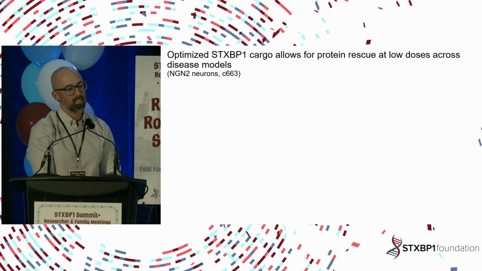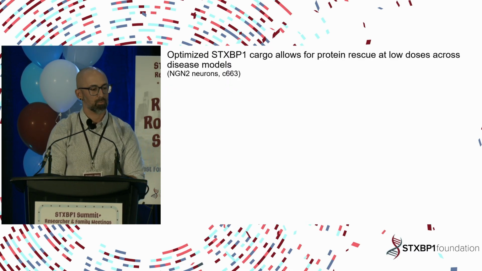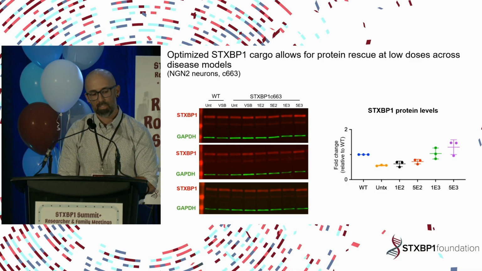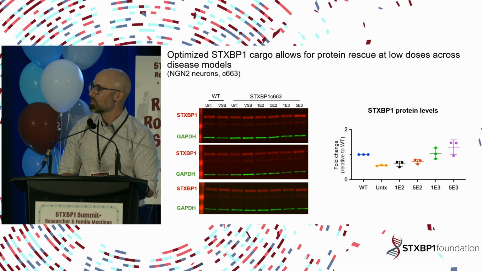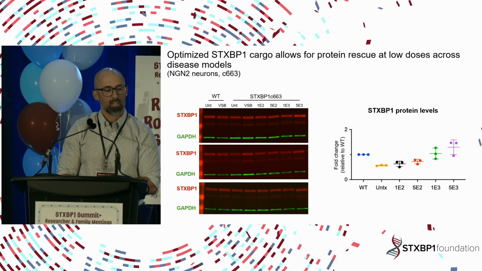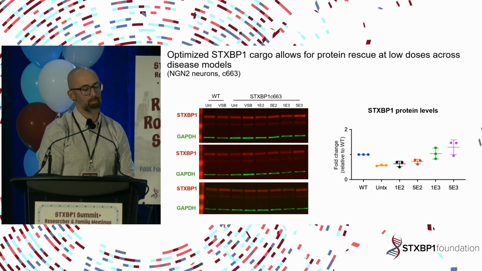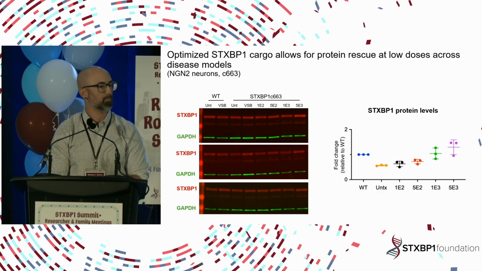So again, we've tested this optimized cargo in the NGN2 model as well. Again, we see the same thing, that somewhere between 5E2 and 1E3, we're getting close to wild type levels, again roughly a log fold lower than what is typically used in the literature.